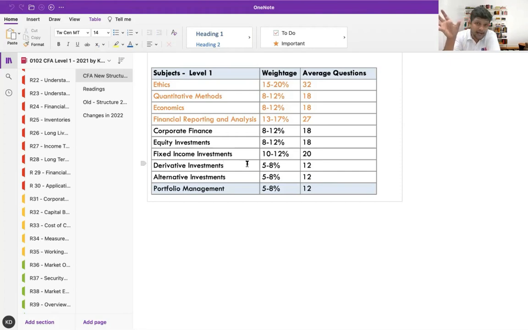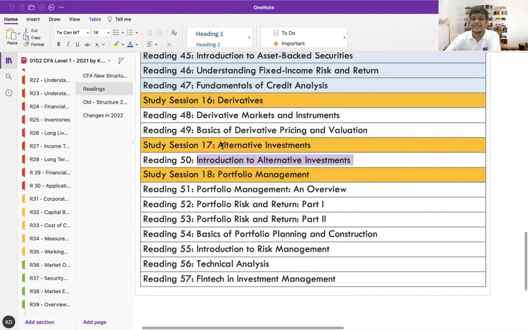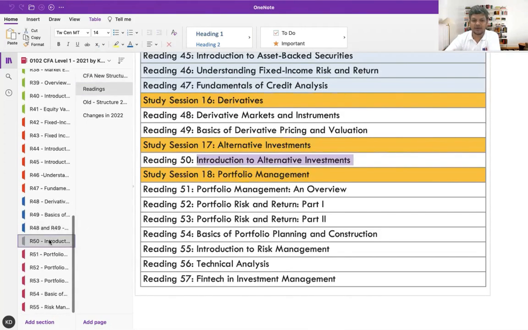So the lesser the weight, the lesser the number of questions, not the weight, the number of questions, the more accurate you have to be. Are you getting it? I've seen many students easily scoring 70 plus in fixed income or in financial reporting because there are too many questions. But when it comes to alternatives, many students get below 70 because of that one difference in one question. Are you getting what I'm trying to say, everyone? Yes. So do not take lightly any subject, even if it is easy to do, lesser in quantum. The easier it is or the lesser the quantum it is, the more accurate you have to be. Clear? So there's just one reading, that is introduction to alternative investment, and that's what we'll be doing now.